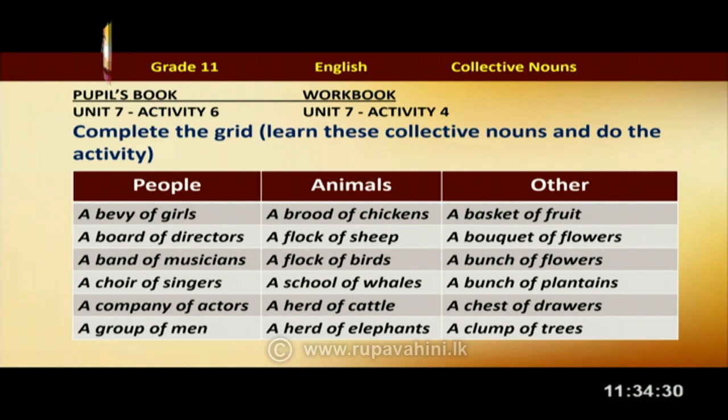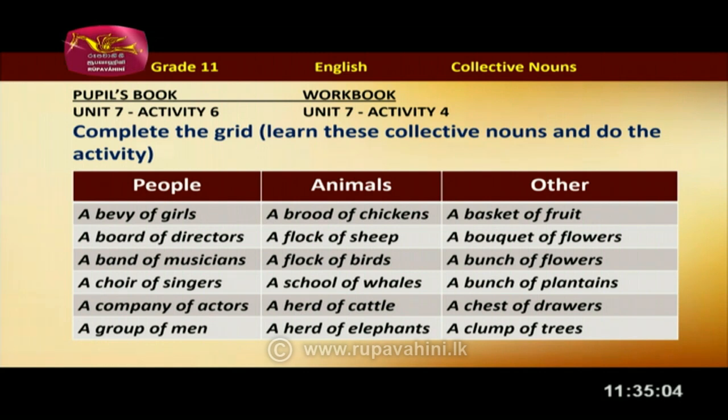Right. So under people, yes: a bevy of girls, a group of girls, a board of directors, a band of musicians, a choir of singers, a company of actors, a group of men. For animals: a brood of chickens, a flock of sheep, a flock of birds, a school of whales, a herd of cattle, a herd of elephants. Yes. See, we have used herd for cattle and elephants, both herbivorous animals.